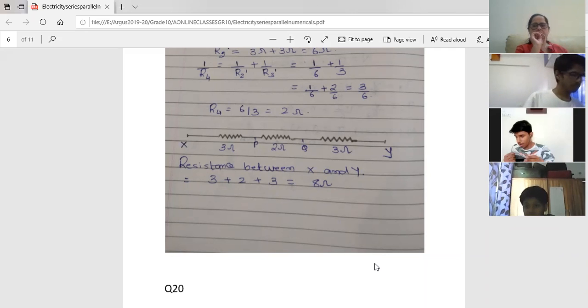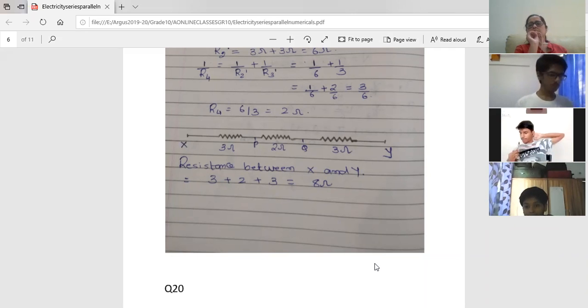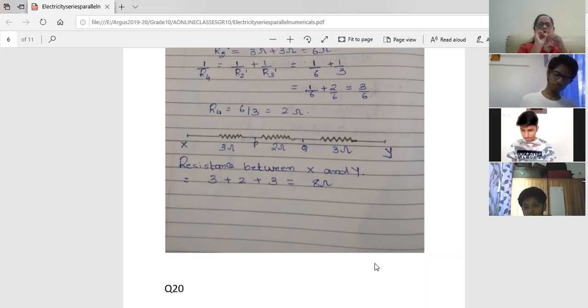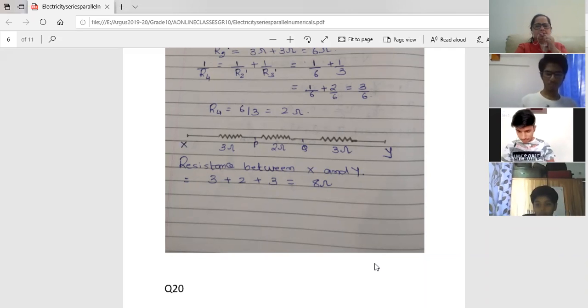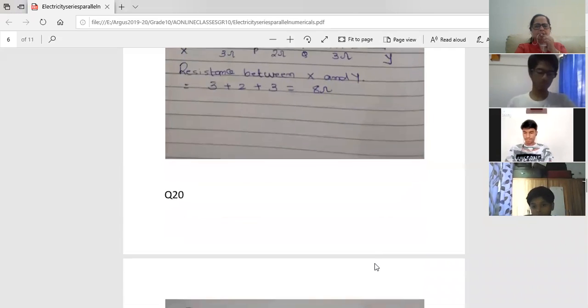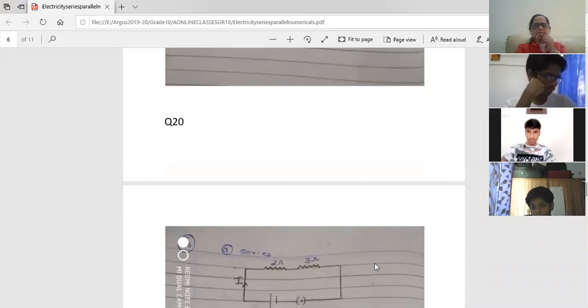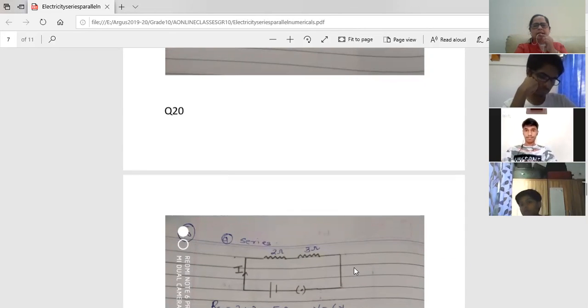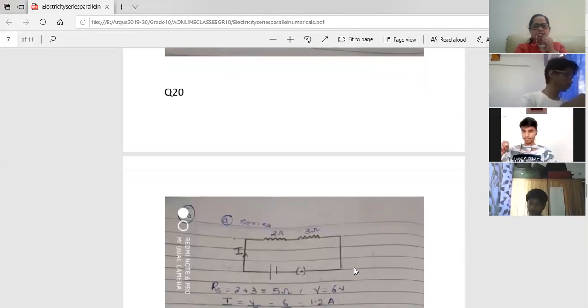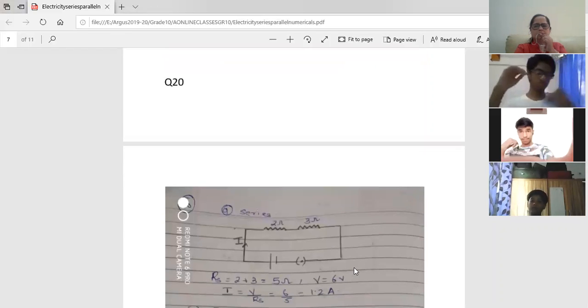Ma'am, in series, it's 1.2. Yes, ma'am. 1.2. Very good, Amar. Very nice. So Amar has already calculated. So let us see how to calculate and how this works. Look at the series. See how I have connected. Can you see the circuit for series? Okay. Now in parallel.